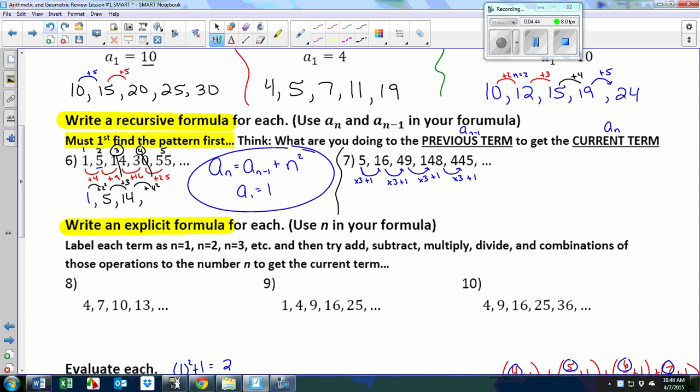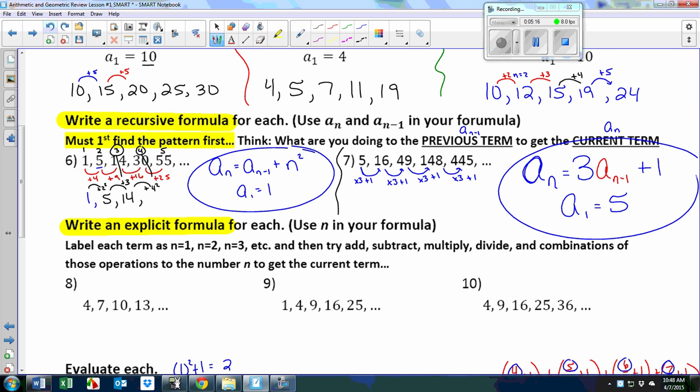Triple it, add 1. So to get any term, a sub n, you triple the previous term, and then you add 1. That's the formula for this pattern. And again, you have to define the first term. The first term you triple is a 5.